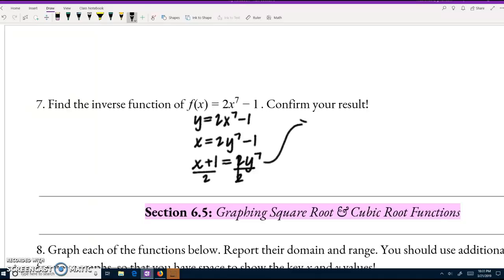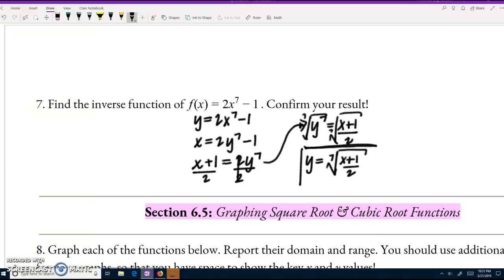And then I'm just running out of room a little bit here, so I'll come right on over here. y to the 7th is equal to x plus 1 over 2. And then I need to take the 7th root of both sides. So y will be equal to the 7th root of x plus 1 all divided by 2. So that's my inverse function here.